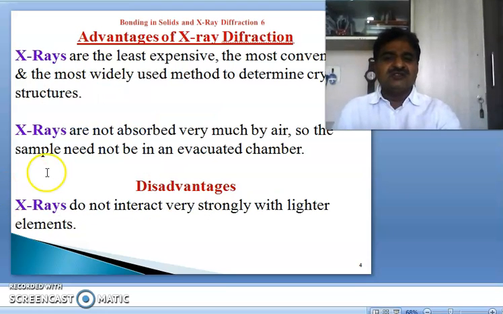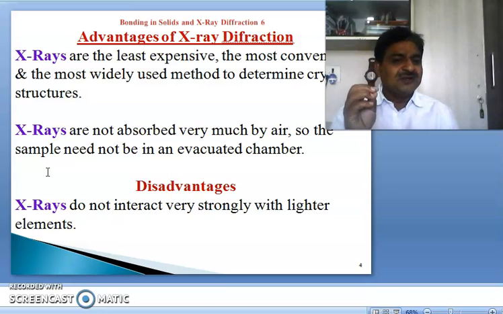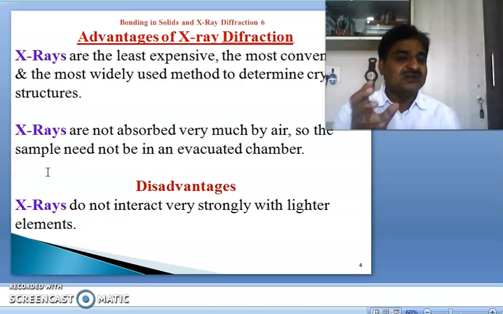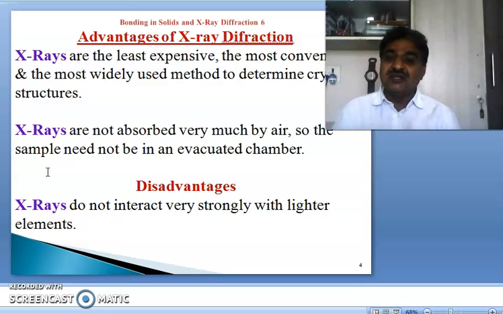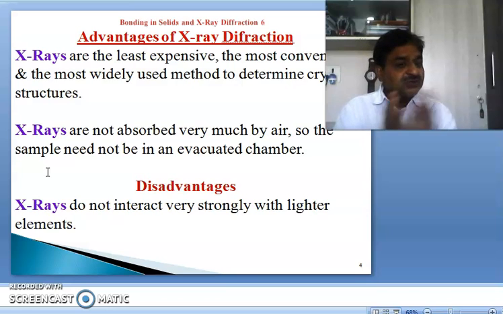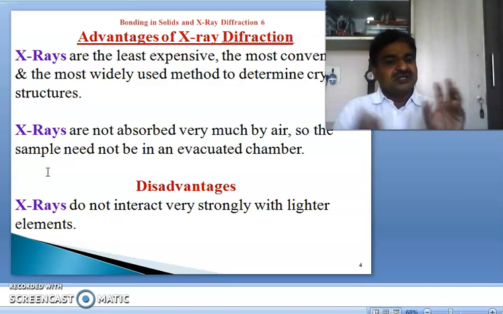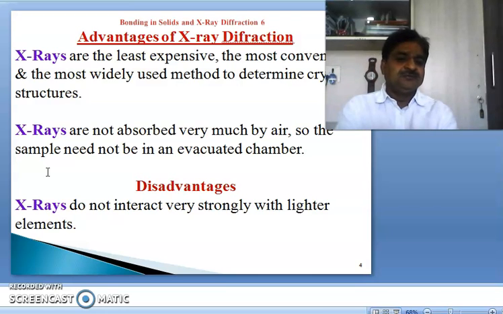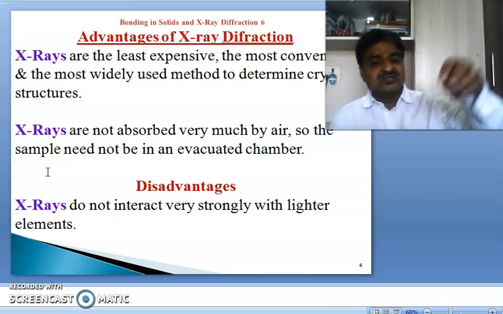So what are the advantages of X-ray diffraction? X-rays are very less expensive. We say least expensive. This is the most important advantage of X-rays. It is the most convenient and widely used method to determine the crystal structures. Next one is that X-rays cannot be absorbed by air, so the crystal can be mounted openly. There is no need to mount the crystal in an evacuated chamber.